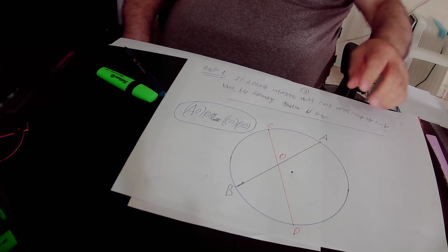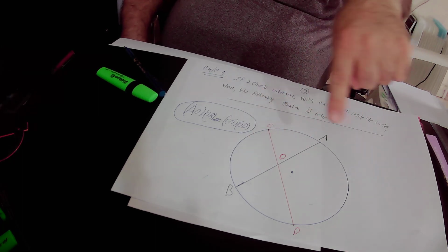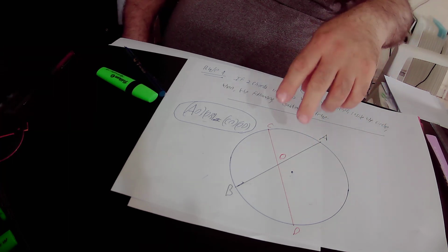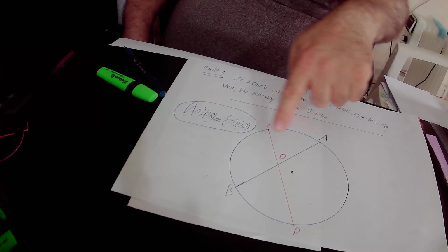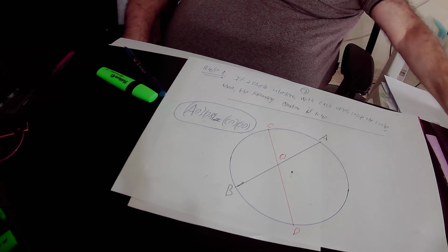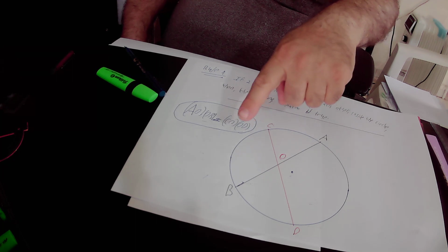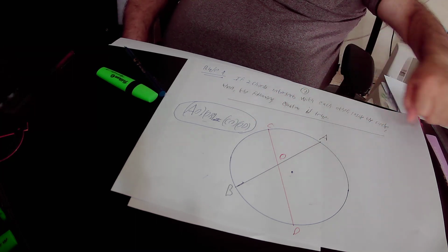Here we have this circle. Inside this circle we have chord AB that intersects with chord CD at point O. Point O is the intersection point of chord AB with chord CD. So if this is the data that has been given to us, then according to rule number 1, we can say that AO times OB equals CO times OD.